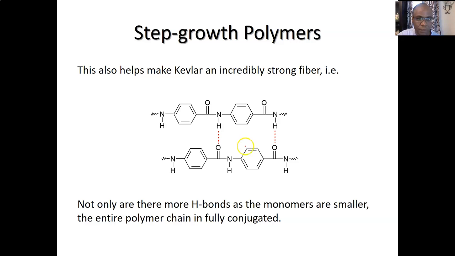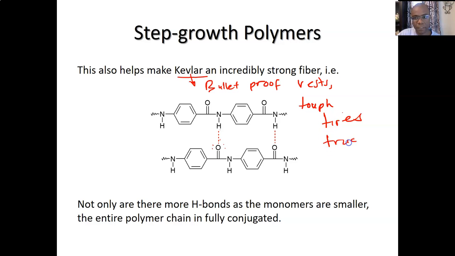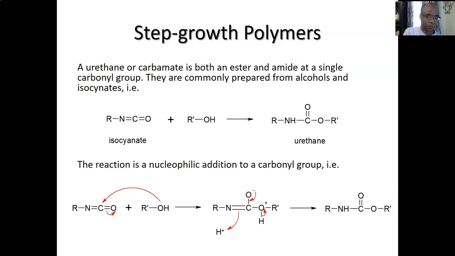So you also see hydrogen bonding in Kevlar. Like I said, Dacron has similar properties to Kevlar. Kevlar is a polyamide, but because of the hydrogen bonding, Kevlar is very strong and is used to make bulletproof vests, or the tough tires that you use in your trucks. Kevlar is used there. So this hydrogen bonding helps to make the polymer structure very, very tough. Also, apart from the hydrogen bonding, the monomers are smaller, and it's fully conjugated. All those factors make Kevlar, the polyamide, very strong. We'll continue from here.